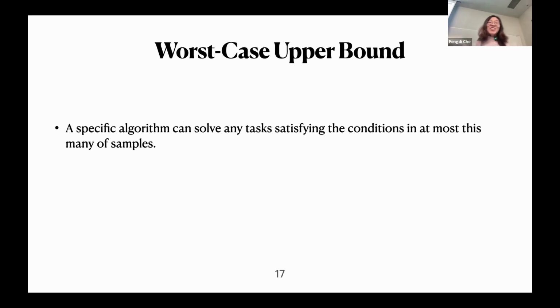Let's restart this. Upper bound: what is the bound about? It's about the number of data we are using, so the size of our data set. We want to bound that. And upper bound basically means at most this many samples. What people do is find an algorithm that can solve any task satisfying our conditions using at most this number of samples.